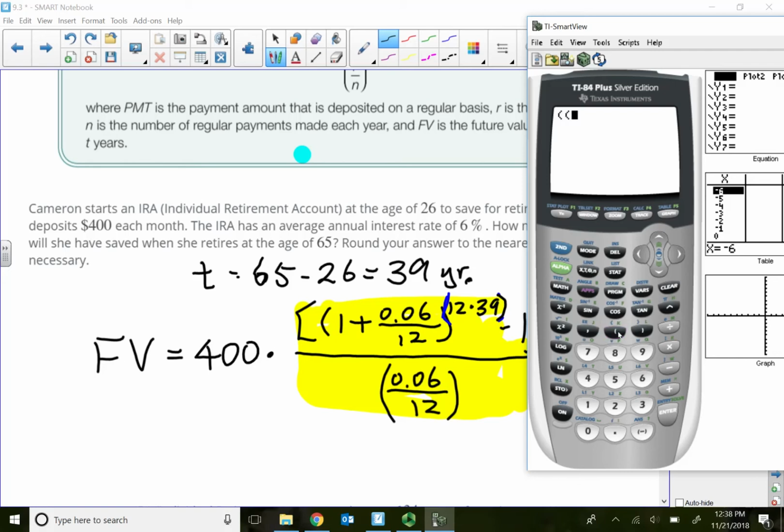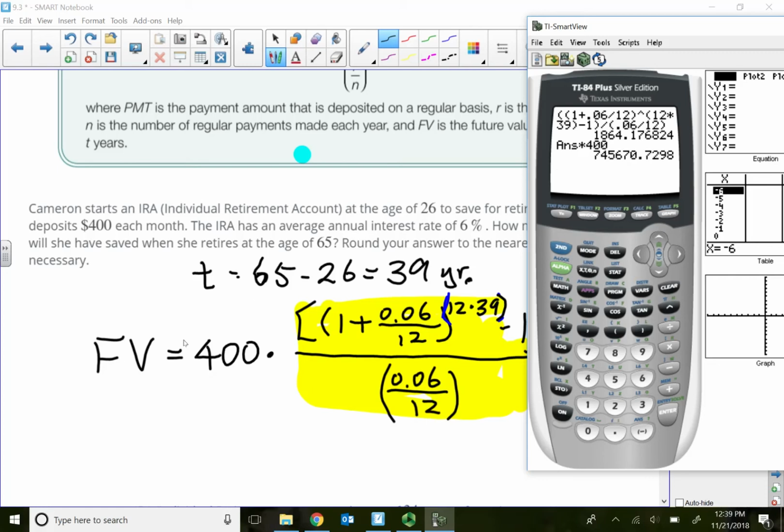Bracket, parenthesis, 1 plus 0.06 divided by 12, close parenthesis, exponent, open the blue parenthesis, 12 times 39, close the blue parenthesis, minus 1, and then close the bracket. There you go. Divided by, open parenthesis, 0.06 divided by 12. Close it. All right, so that will be right there. Then times 400. There you go. That's the answer right here. Sorry about that. Forgot the minus 1.